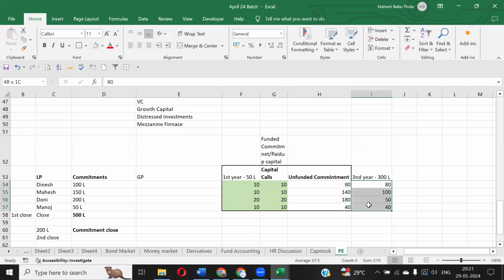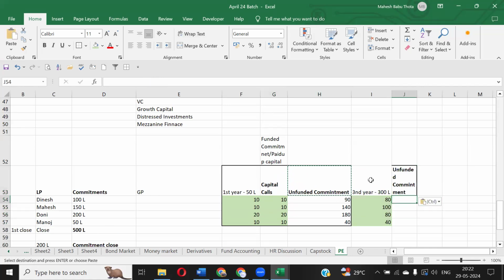So how much is the total? 270. Let's assume from Dhoni we are collecting 80. Okay, so in total I have received 300 lakhs. After issuing this capital call for these capital commitments, again I have to issue the capital calls. Let's assume all these capital calls are again paid by the investors. What will be the unfunded commitment after the second capital call?